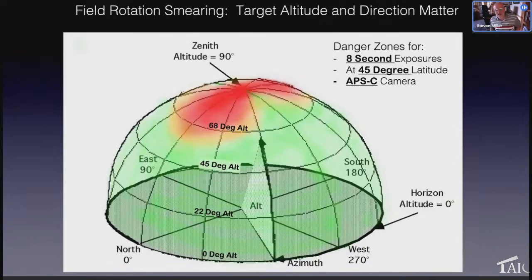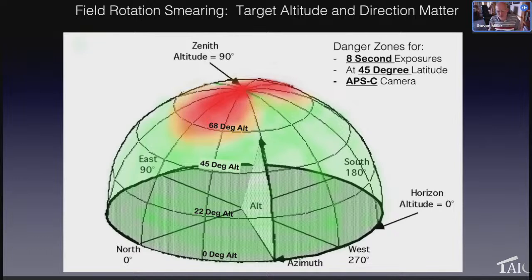Field rotation is the smearing, and depending on your latitude on the planet, and also where you're looking at the sky, it can be better or worse. Here's an example for me. If I'm taking 8-second exposures at approximately 45 degrees latitude, and I use an APS-C type camera, the areas I'm looking at in the sky here, this dome above me, everything in green is fine.